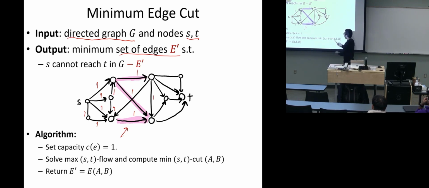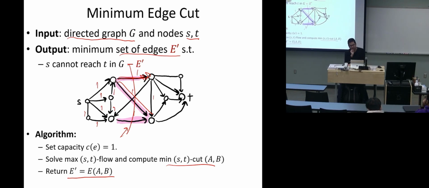Let's say this is an ST cut AB. This ST cut is exactly the cut that minimizes the capacity of it. In this case, the capacity is 1, so it just minimizes the number of edges going out of it. And once you delete the edges going out of the cut, there's no way that S can reach T. So just compute the minimum ST cut in the graph with capacity 1, and you get the min cut that disconnects S from T.